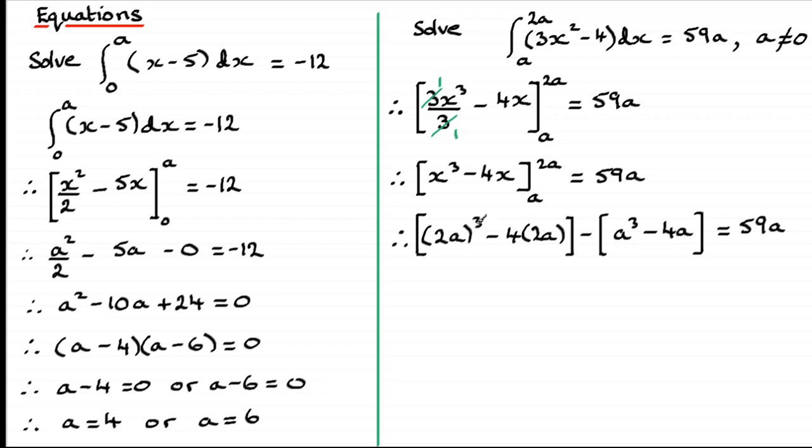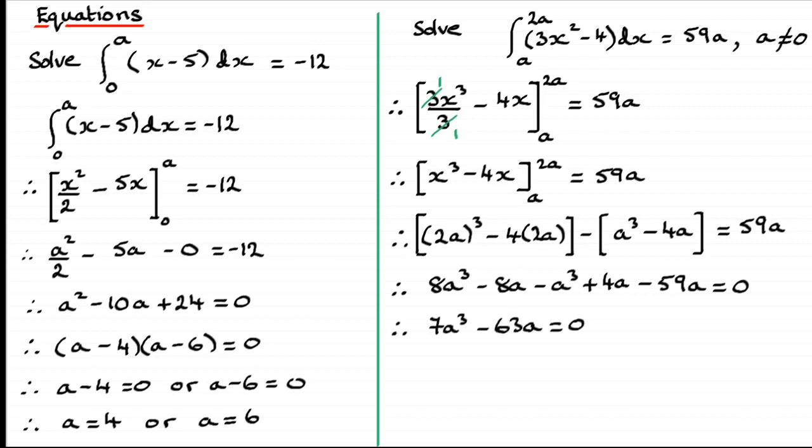All of 2a cubed minus 4 lots of 2a, minus what you get here, which is a cubed minus 4a. So 2a all cubed is 8a cubed. We're going to have minus 8a here. And then if I expand this bracket, it'll be minus a cubed plus 4a equals 59a. And that's what we have here. Group up similar terms and you should find you get 7a cubed minus 63a equals 0.